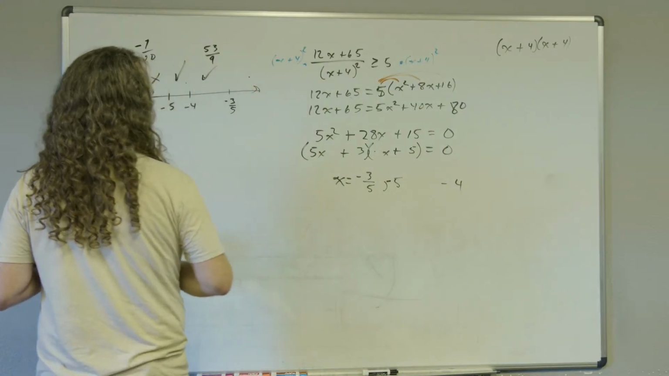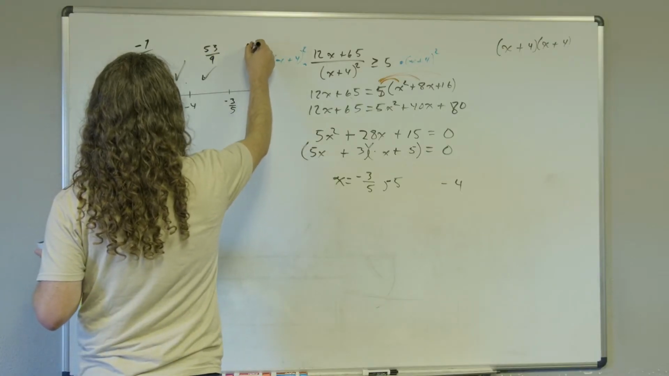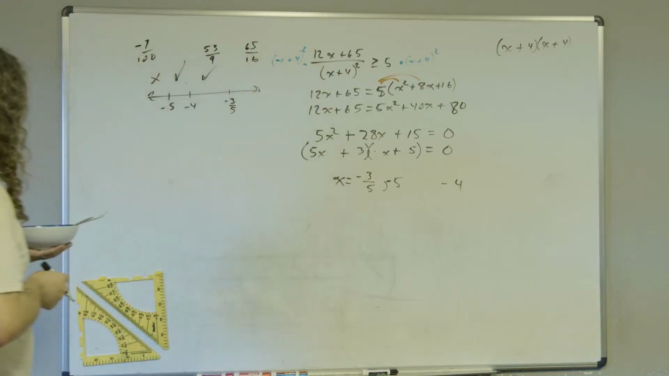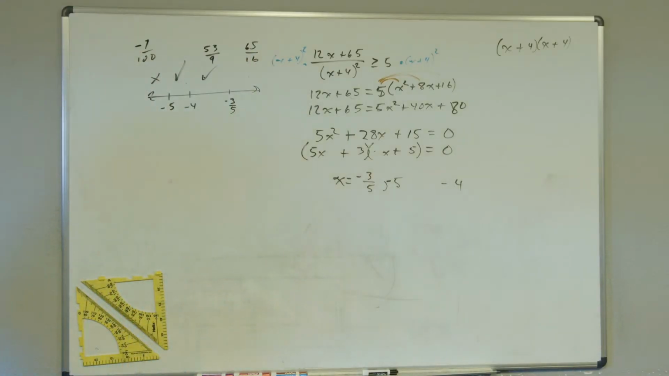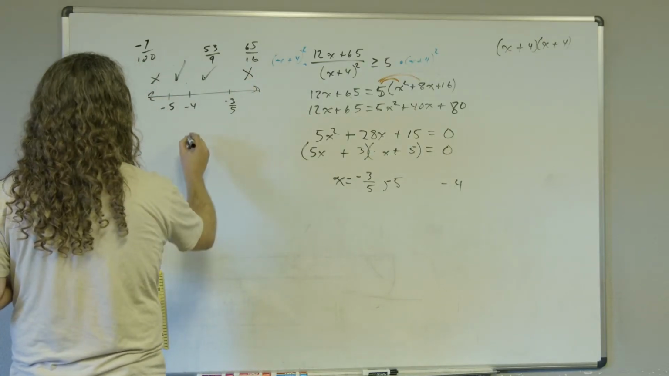So if we put a 0 in, we've got 65 over 16. Is that greater than 5? Maybe. I'm not sure. 65 over 16 is less than 5. It's 4.06.